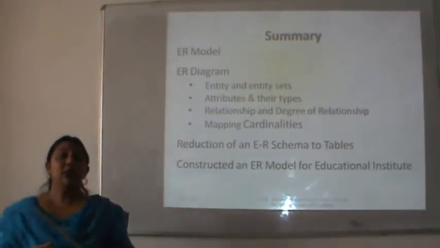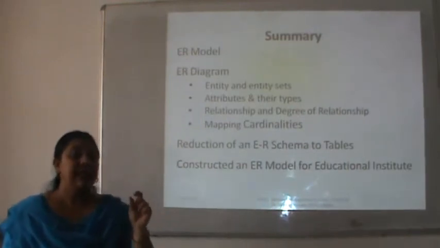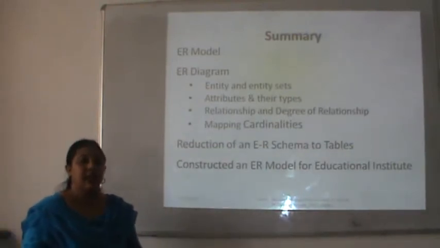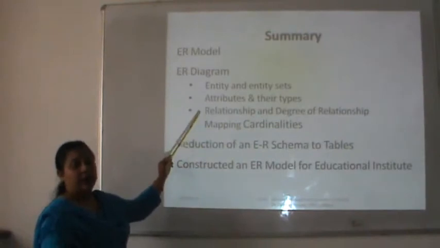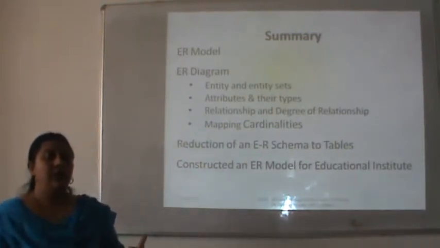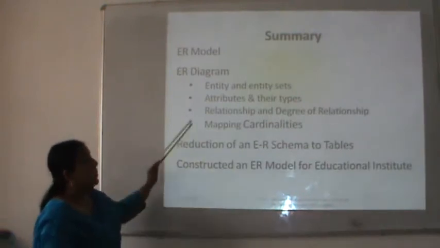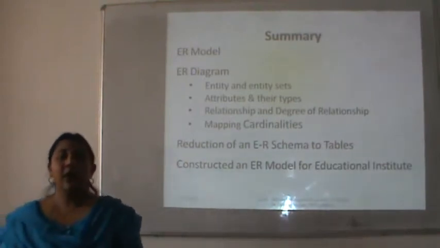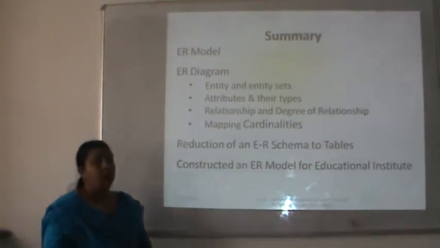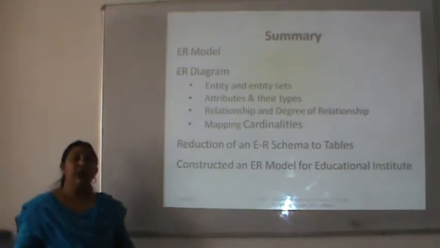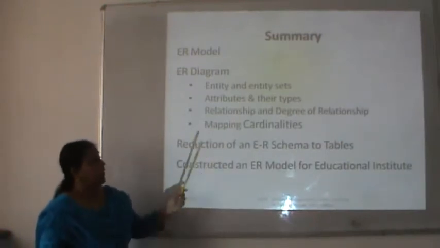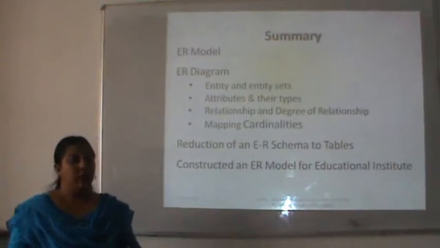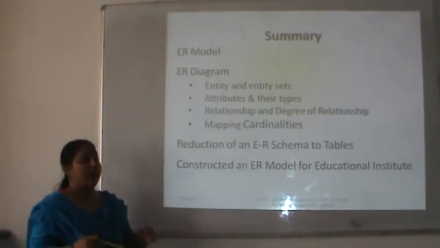The attribute or set of attributes that uniquely identifies an entity in that entity set is called a key attribute for that entity. Now, relationship. There is a certain association between different entities. That is represented by relationships. And degree of relationships: binary, ternary, and N-ary. If there is a relationship between two entities, it is called binary. Between three entities, it is called ternary. Then we have mapping cardinalities. We learned about one-to-one mapping, one-to-many, many-to-one, and many-to-many mapping.